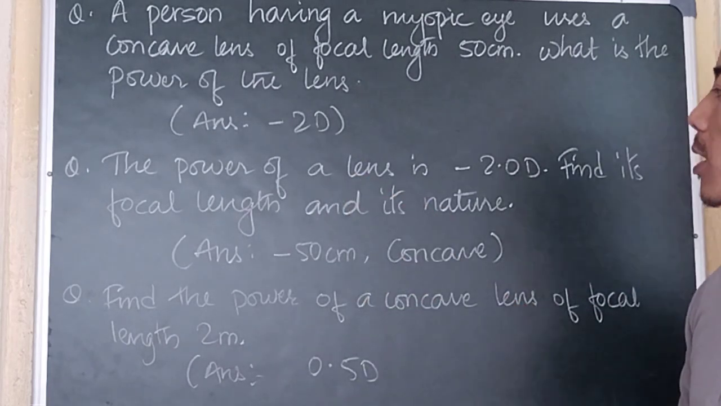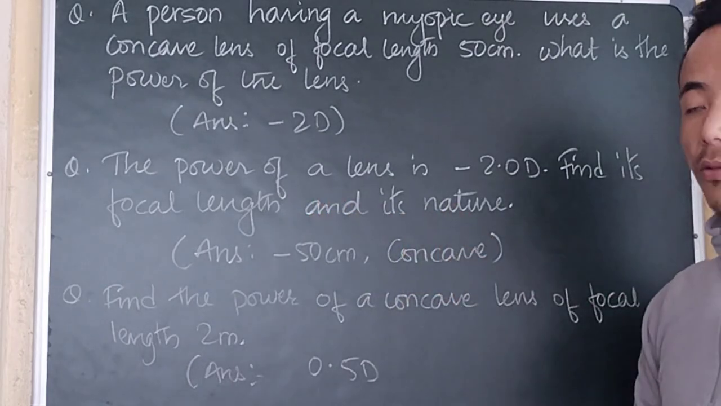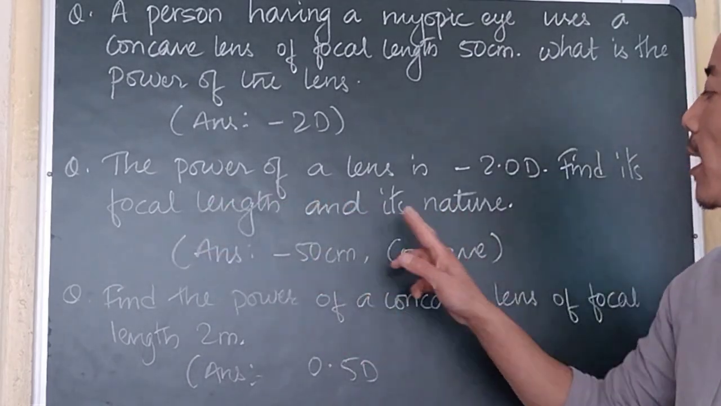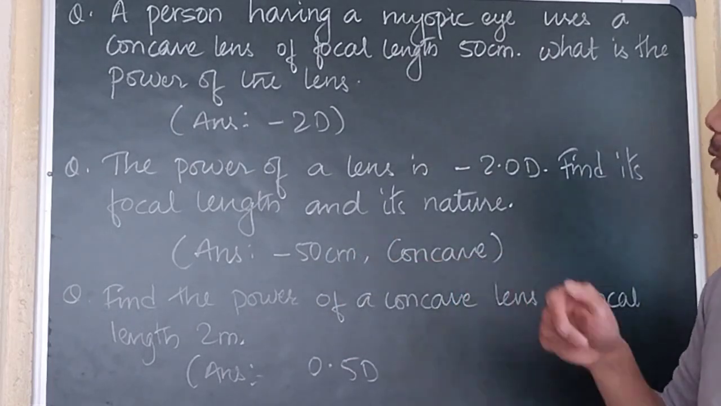The second question: the power of a lens is minus 2.0 diopter. Find its focal length and its nature. So there are two parts, focal length and nature. The answer will be minus 50 centimeter. So this is the focal length and the nature will be concave.